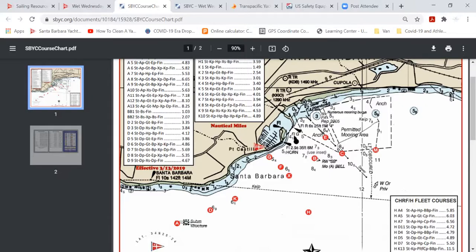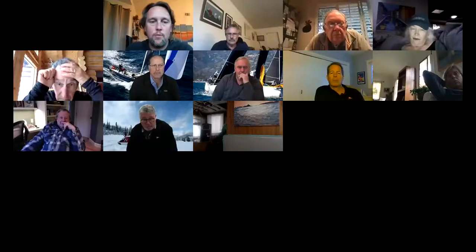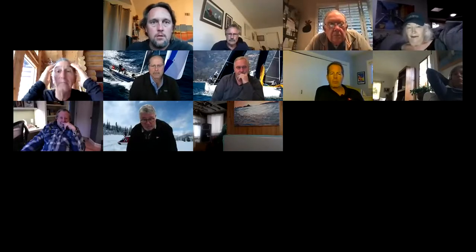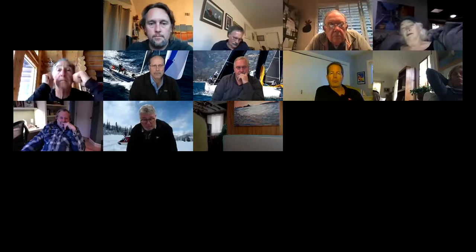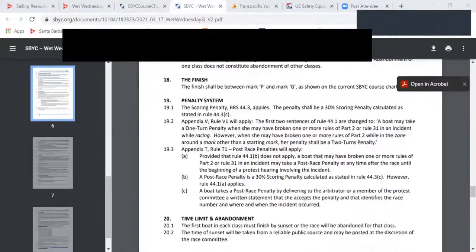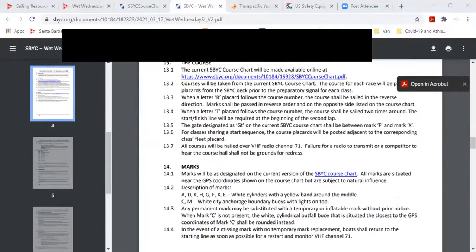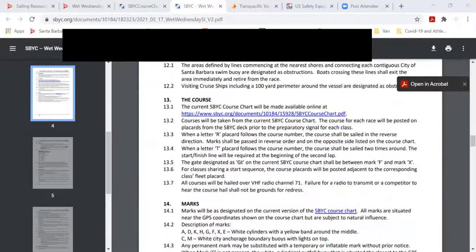What you don't do is you never go through the start finish line, except this, on a twice around course. On a twice around course, let's just go back to the sailing instructions. Where are the courses? Mark's courses. Here we go. When a letter T placard follows the course number, 13.4, the course shall be sailed 2 times around. The start finish line will be required at the beginning of the second lap.